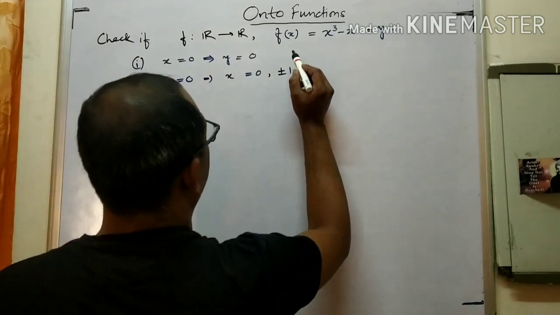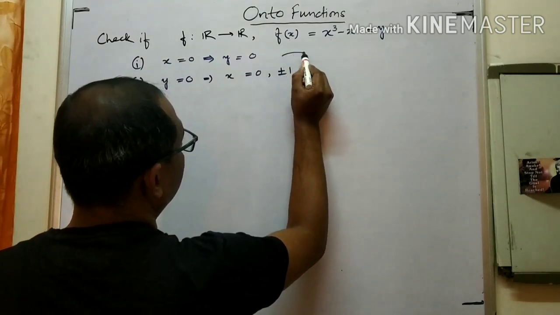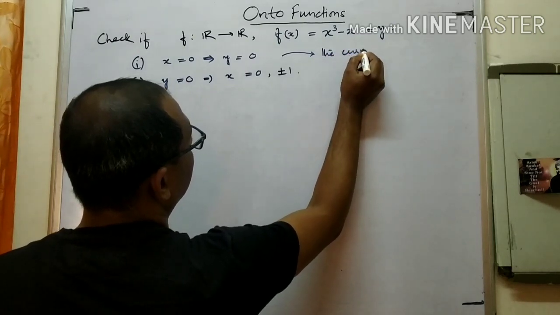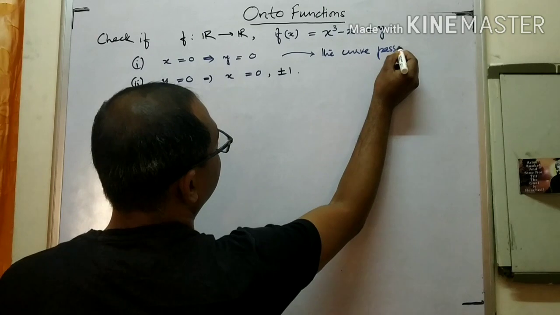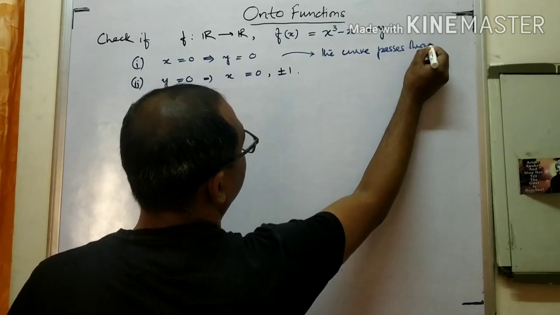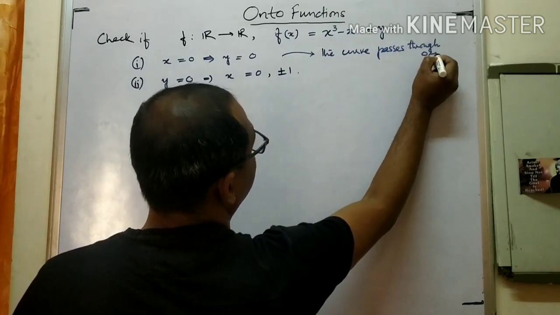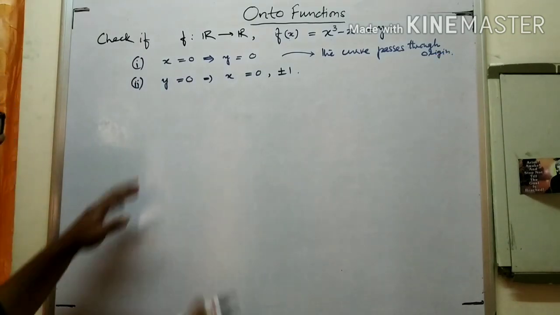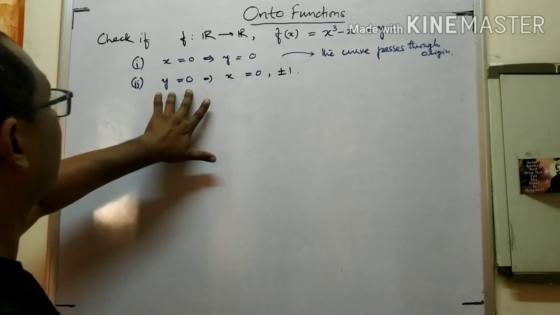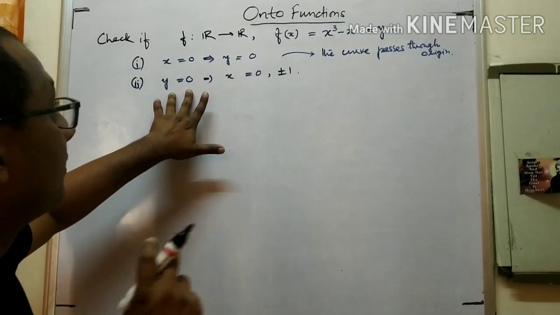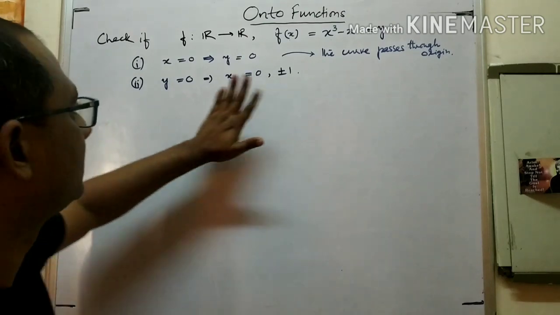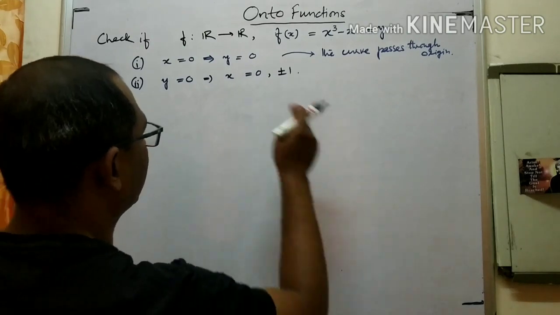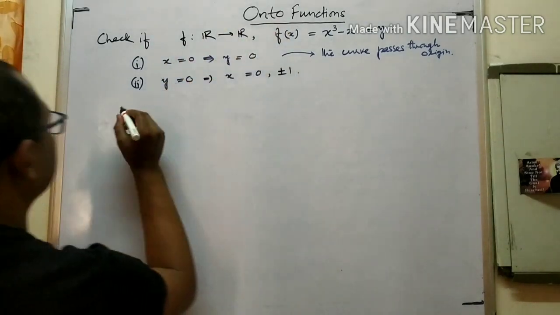So this one is giving me that the curve passes through the origin. This is giving me y equal to 0, meaning the x-axis, where the curve cuts the x-axis. This one is giving me those points: -1, +1 and 0. 0 we already have got in the first.